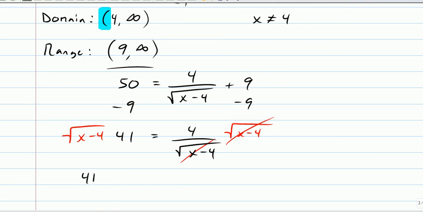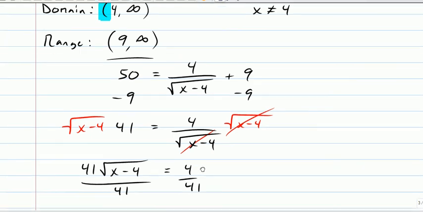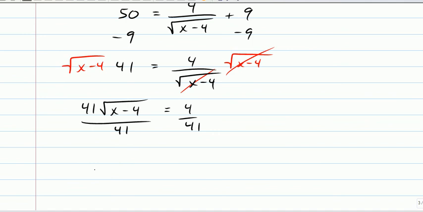So you've got 41 square root x minus 4 equals 4. Now I don't have any fractions, so I'm going to divide both sides by 41. Okay, so I've got square root x minus 4 equals some decimal, point something. It's just some decimal. Now you'd square both sides.